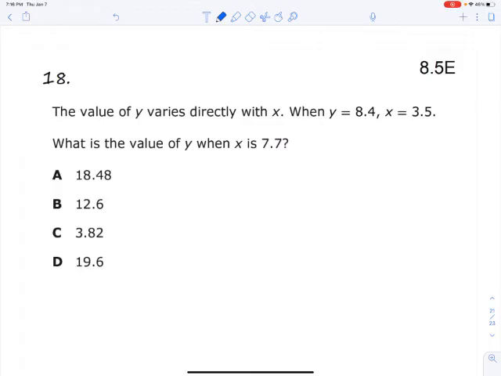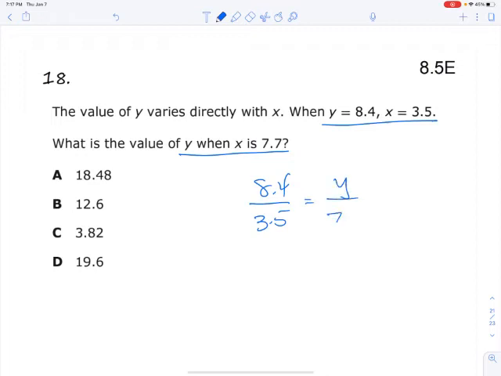Question number 18. The value of y varies directly with x. When y is equal to 8.4, x is equal to 3.5. What is the value of y when x is equal to 7.7? Okay, so this one is a direct variation problem. And I told you with direct variation, it's just a proportion. You just set up a proportion. y over x is equal to y over x. So you'll do 8.4 over 3.5 is equal to y over 7.7. Because I did y over x, and now we just solve it.